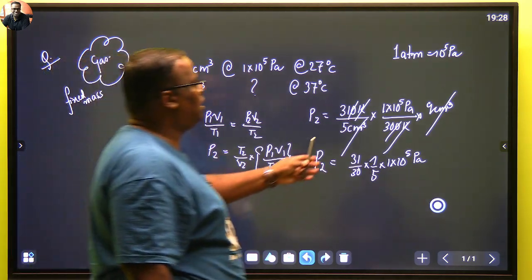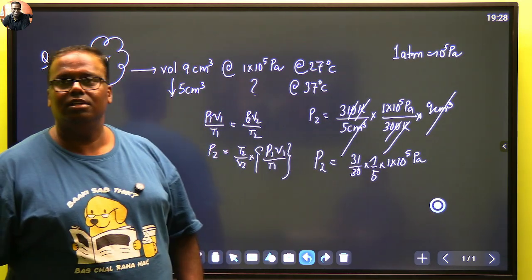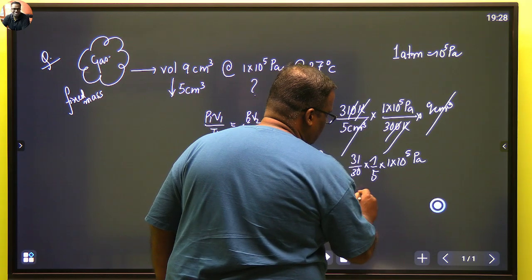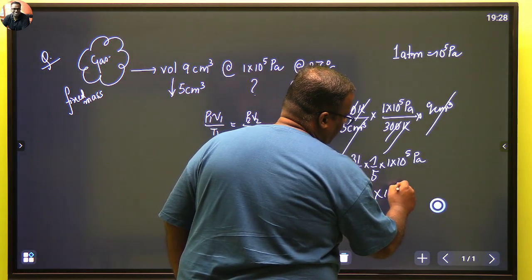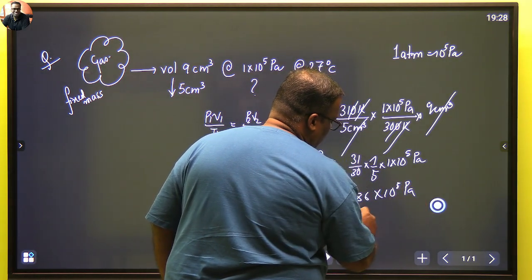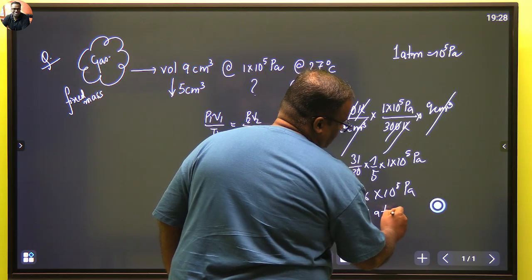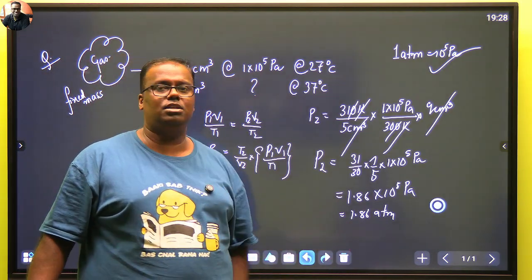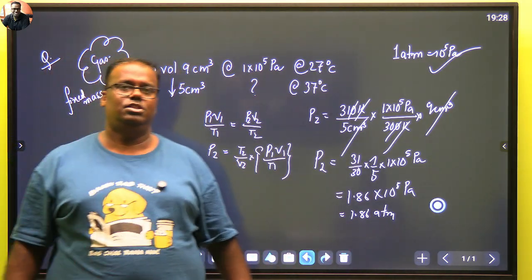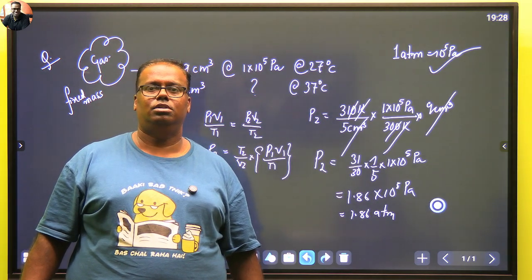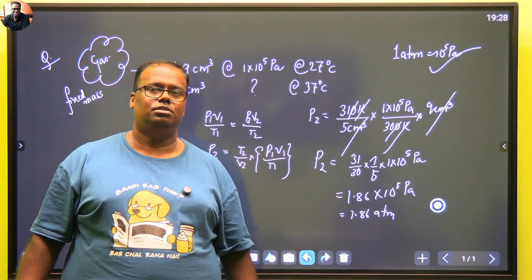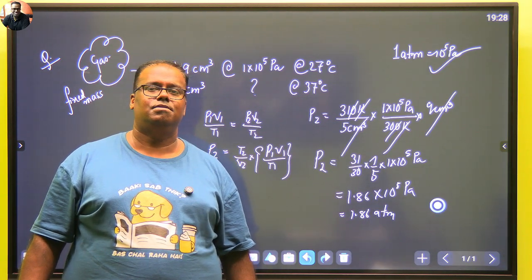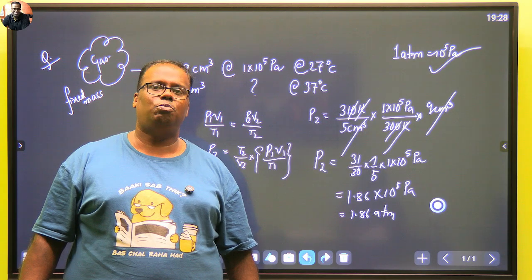That is why always write like this. Yes, how much did you get, Kirtan? 1.86. So Kirtan is calling out the answer as 1.86 into 10 to the power 5 Pascal, which is the same as 1.86 atmosphere, based on this relation. Anyone else has got this answer? Check and confirm. Dhruv, did you get the same answer as Kirtan? No, I got 0.206. 0.2 should be the answer.